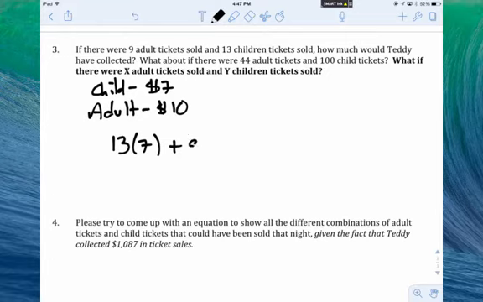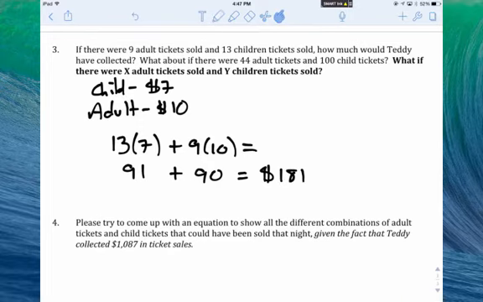And there were 9 adult tickets sold. Well, 9 times 10, 9 adult tickets times $10 each. That would give us the total amount that was collected that day. So 13 times 7 is 91, I think. Better be 91. 9 times 10 is 90, for a grand total of $181. So that would have been the grand total if there were 13 children and 9 adults who bought tickets.